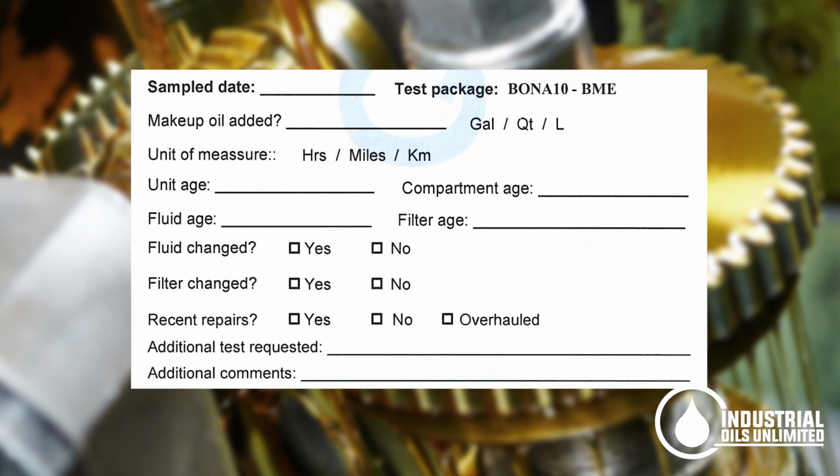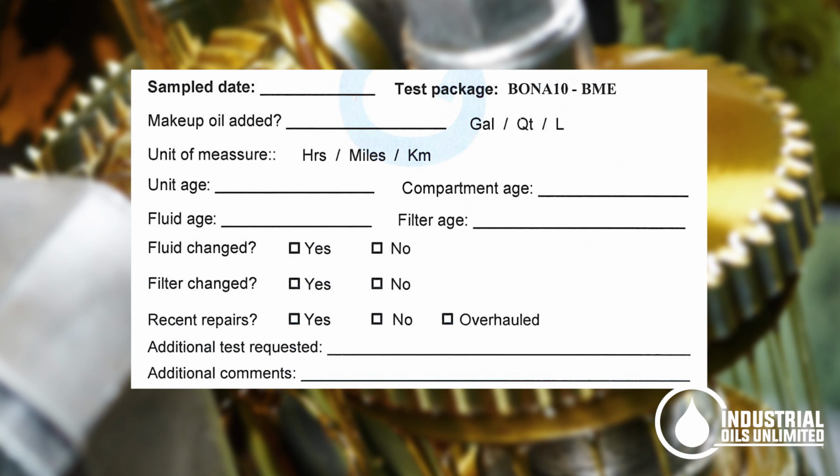Unit of measure and unit age gives the lab an idea of reasonable expectations about leaks, contaminants, and other variables related to the unit's life cycle. Fluid age and filter age is helpful for the very same reason. And recent repairs is another indicator of why results may be unexpected.